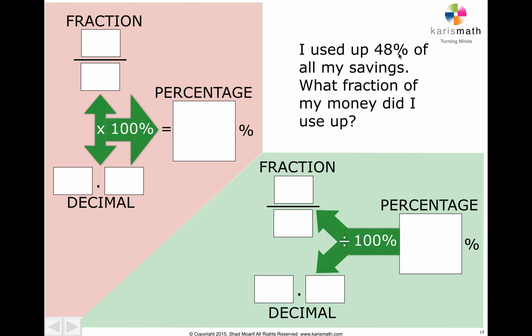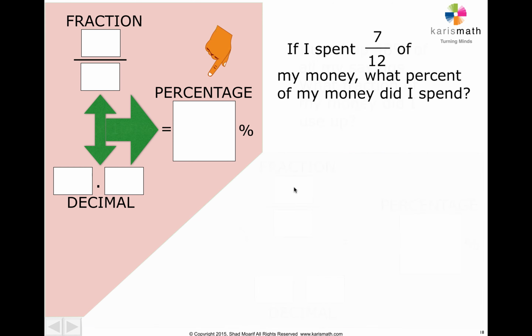I used up 48% of all my savings. What fraction of my money did I use up? So now you're changing a percentage to a fraction. That means what fraction is this? Percentage to fraction, you see that here, percentage going to its fraction. So you use this one, and so that's the one you choose. Great.